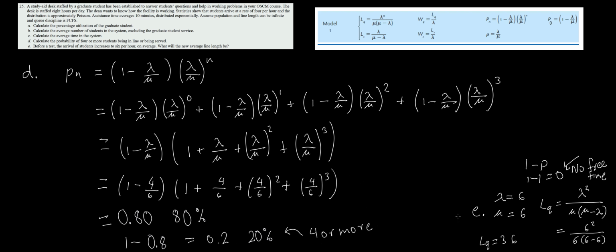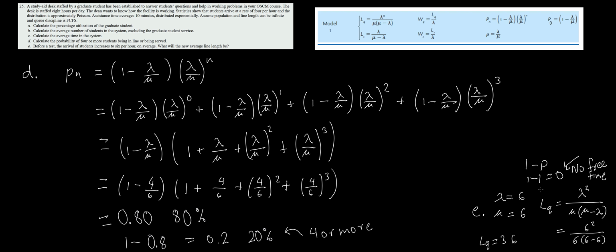Moving on to part E, we can see that when the lambda changes to 6, when the arrival of students changes to 6 per hour on average, what will the new length of the line be? So when we plug 6 into the formula, we're going to notice that it's going to give us 36. This is the new average length of the line.